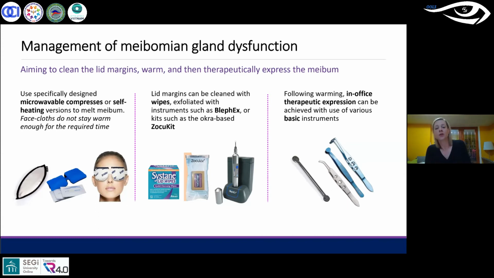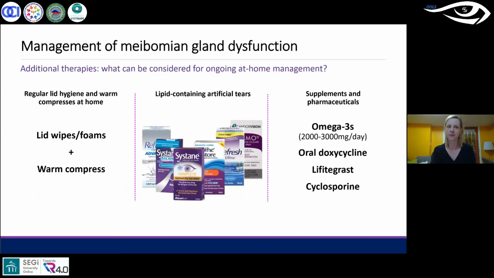And one of the reasons to do that in office before you send your patient back home with their ongoing management for their lid margin disease and their MGD is it gives the patient a really good start into that treatment. So it can give them a lift and an improvement in their symptoms after a couple of days, such that they know it's worth trying, and it can give them a bit of motivation to keep on carrying on at home with their at-home treatments.